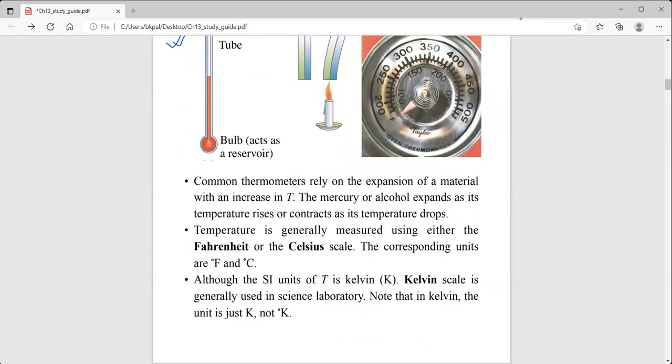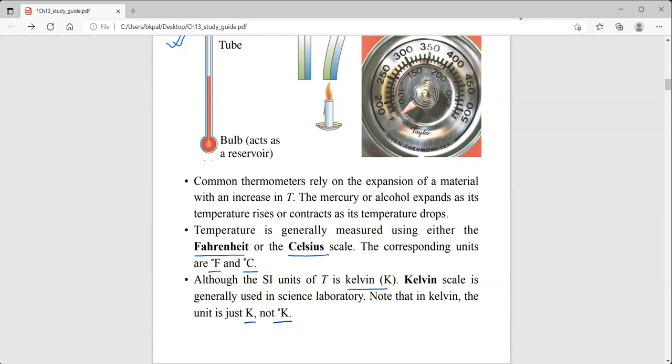Now temperature is generally measured using either the Fahrenheit scale or the Celsius scale, okay? And the corresponding units we use are degree Fahrenheit or degree Celsius, okay? Although they are commonly used, these are not the standard international unit, okay? The standard international unit is Kelvin, okay? Normally we use the Kelvin scale in science laboratories, okay? And in Kelvin we don't use degree Kelvin, okay? We just use K, okay?